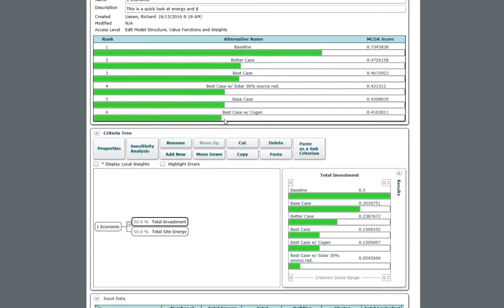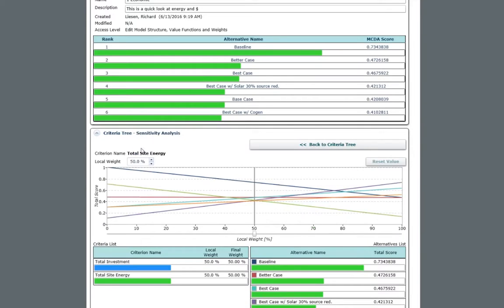But then somebody says, well, I know, but we're just weighting those 50-50. I may think money is more important, or I may think energy is more important. So what's really cool about this is if you click on one of these, let's say the total site energy, so we can just think in terms of the energy, what we can look at is this sensitivity analysis. And this is where we get what some of us call the pickup sticks diagram, and that's this. It'll make sense in a minute, so don't get totally blown away by that.